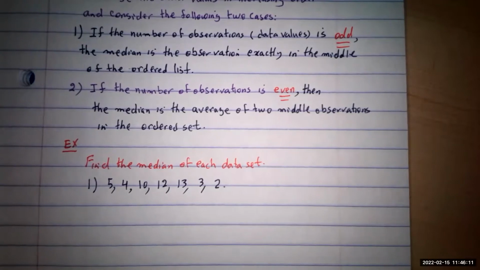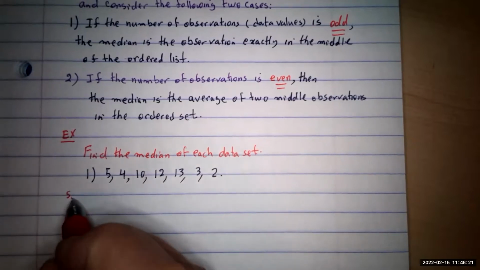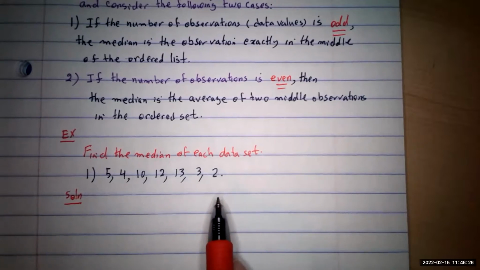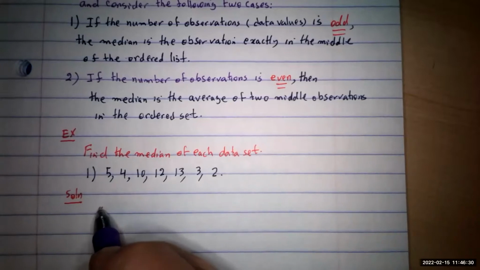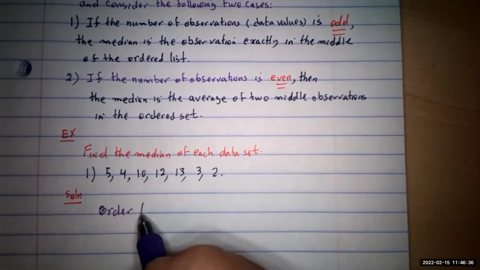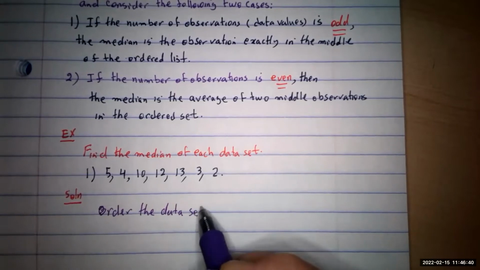You want to find the median, so you have to order it first. We're going to rewrite it from the smallest to the biggest, and then you pick the median. Okay, so that's going to be the solution. Rewrite it again. The least number is going to be 2. So I'm going to order the data set here.